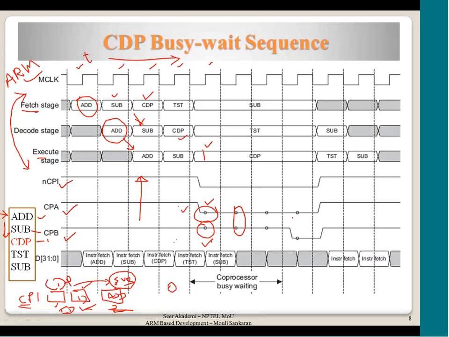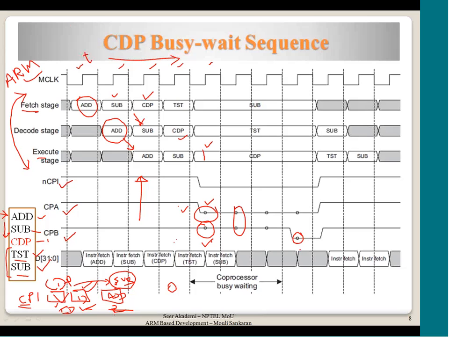And what happens during that time? It fetches more instructions into the pipeline. See here, it fetches this as well as this. Two instructions have been fetched after that, because CDP is in the execute state. The ARM core has a decode stage and a fetch stage, so the fetch stage can have a SUB instruction, and the decode stage can have a TST instruction, and now CDP is in the execute stage. So two more instructions are there after this. They have gone into the pipeline of the ARM, and similarly into the pipeline of the coprocessor also.